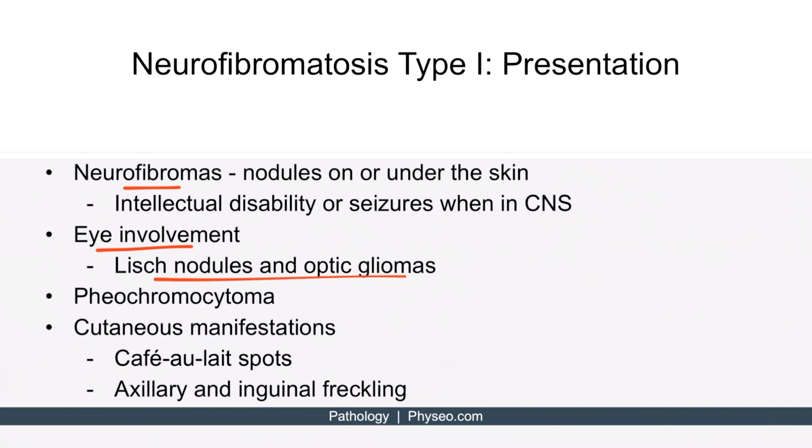Neurofibromatosis type 1 is also associated with pheochromocytomas, as well as cutaneous manifestations, including café au lait spots and axillary and inguinal freckling. Café au lait spots are hyperpigmented brown macules.